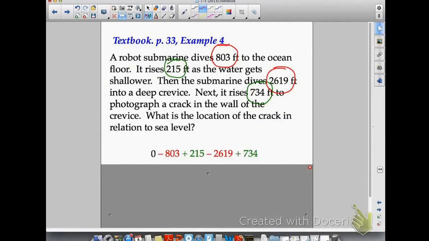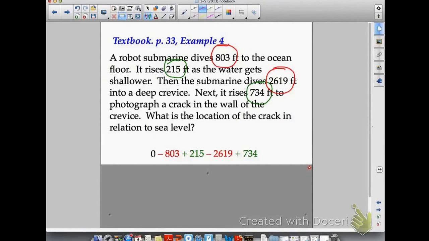Okay? Natalie? It's going to be negative. Whether you apply your math sense or common sense, it has to be negative because the submarine is meant to be under the water, not fly in the air. All right. So let's go from 0 to 803. What is my net change? Wilson? Minus 803.